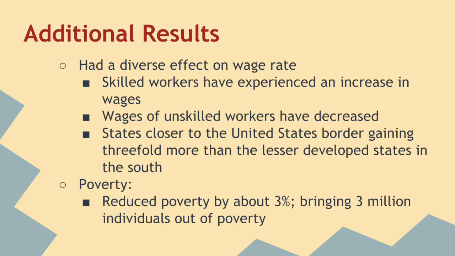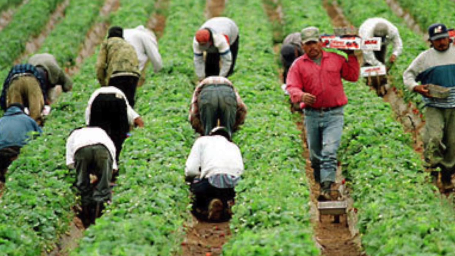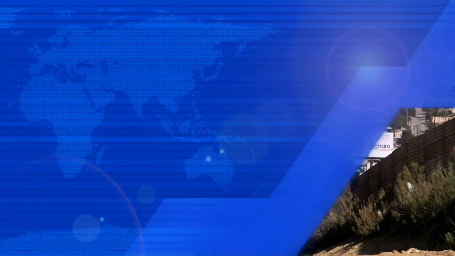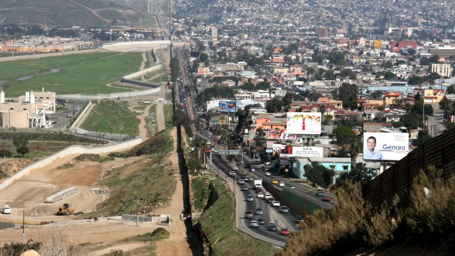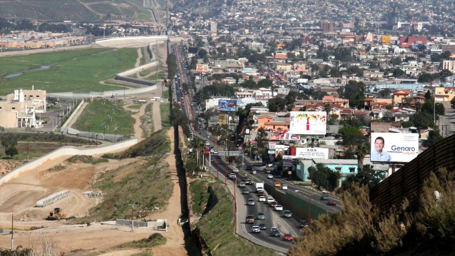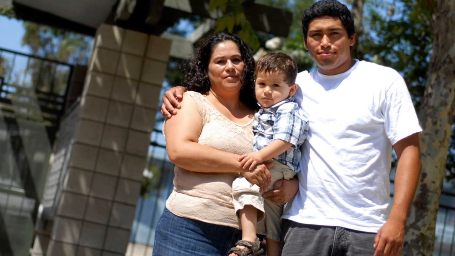Skilled workers have experienced an increase in wages, while unskilled workers have experienced a decrease in wages. States closer to the United States border have gained threefold more than the lesser developed states in the South. However, overall, it reduced poverty in the country by about 3%, bringing 3 million individuals out of poverty.